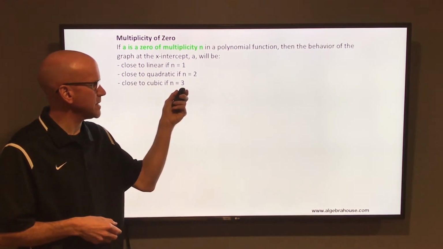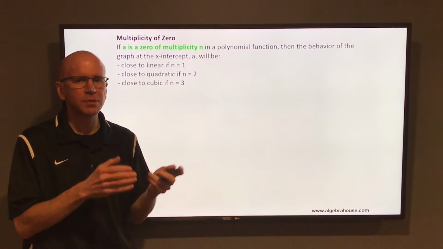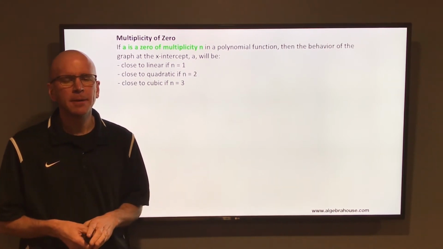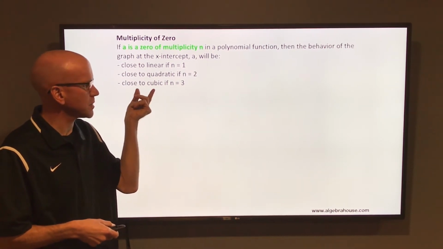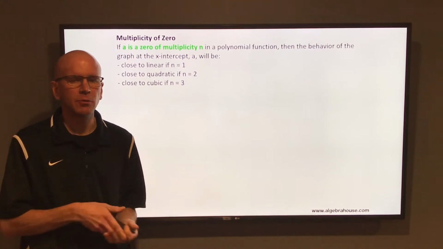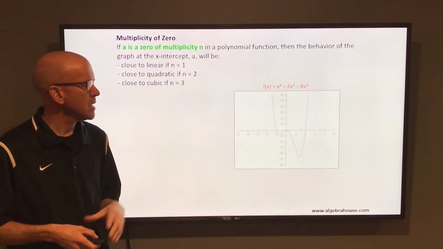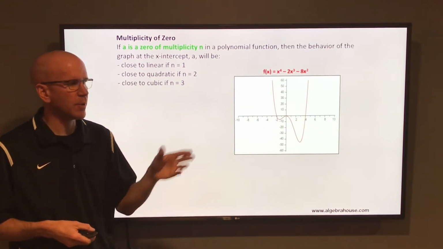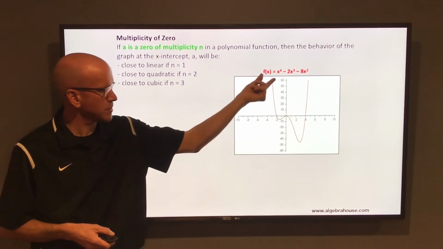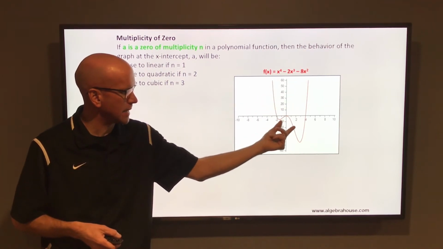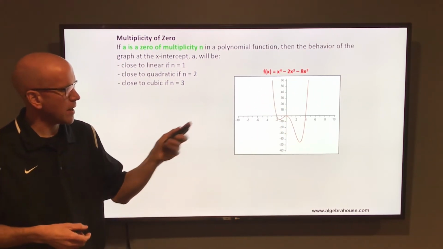If the multiplicity is 3, if you get x equals something 3 times, then the graph will look close to cubic at that x-intercept. It'll take on an S shape at that particular x-intercept. You see it better when we actually look at a graph and an equation such as this. F of x equals x to the fourth minus 2x to the third minus 8x squared. That is the graph of that equation.